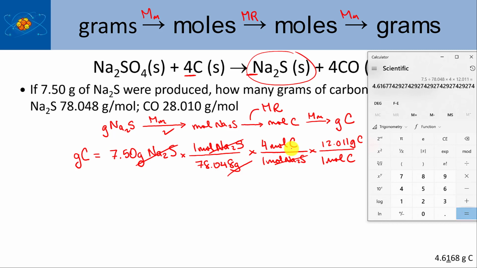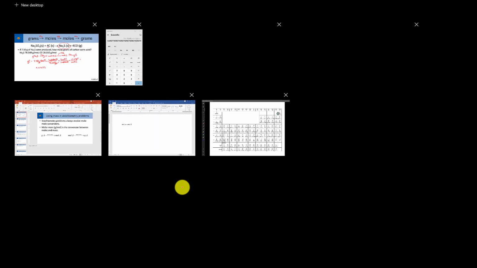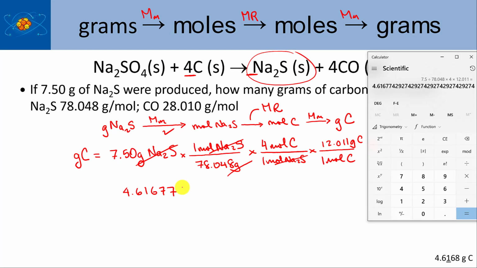It equals, now I get 4.61677. Did I really say that? Remember all those digits all in a row? 4.61677. I did. Nice.